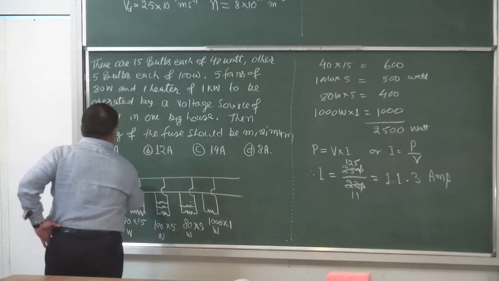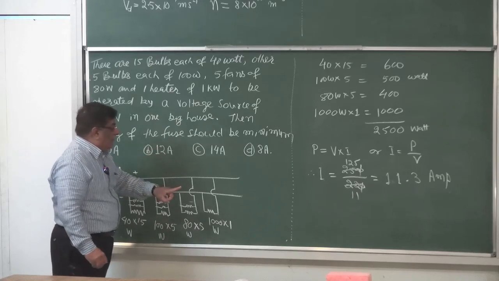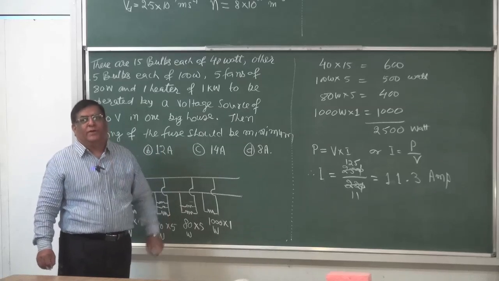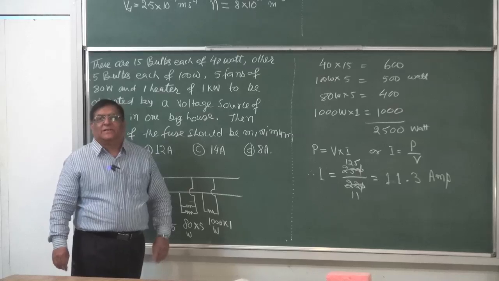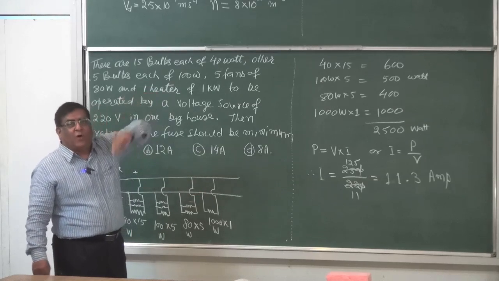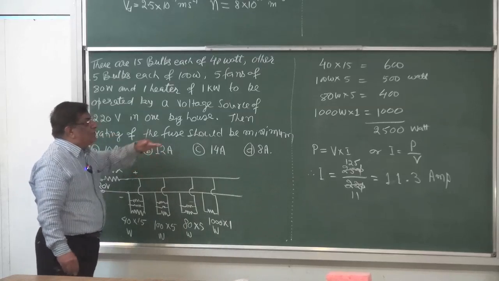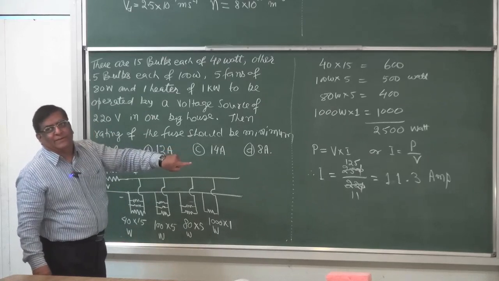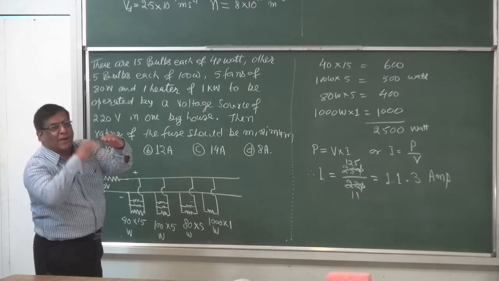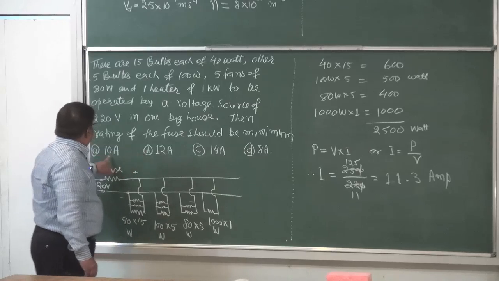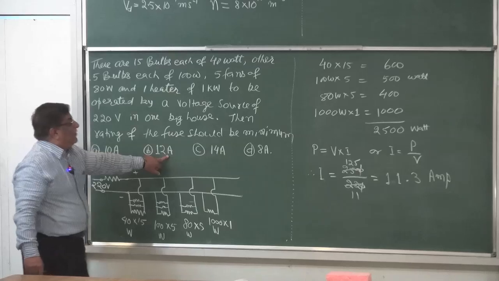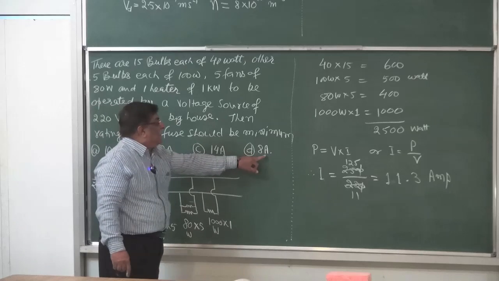Now that is the current here, and when this current is flowing, the circuit should not be broken. When should it be broken? When there is some fault and the current goes beyond this. Now we will see the fuse, which should be just above 11.3, so that this current is permitted, but if the current rises, it should blow. So if the fuse is 10 ampere, with 11.3 it will blow; with 12 ampere it will not blow, 14 ampere will not blow, 8 ampere will blow.